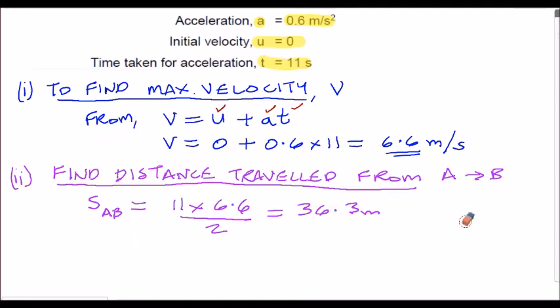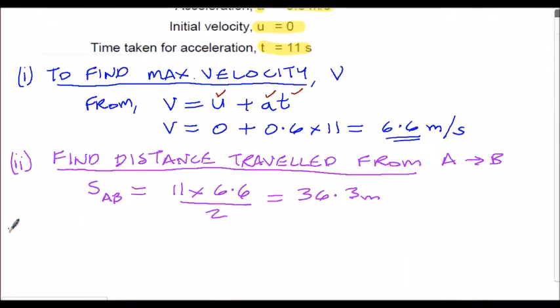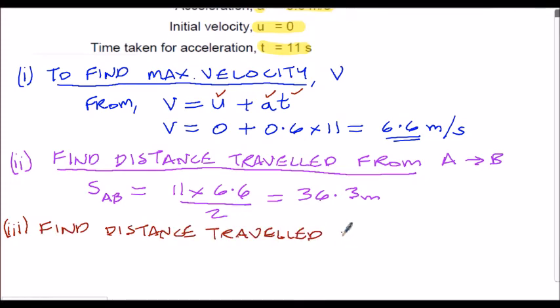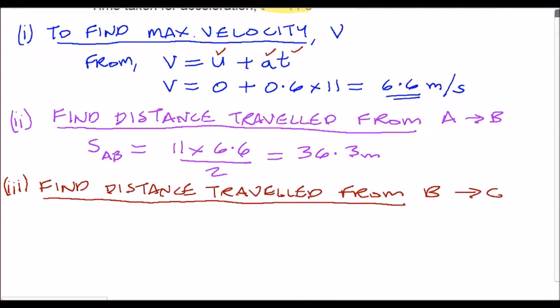Now, if I subtract the 36.3 meters from 75 meters, because that's the total shaded area there, I can find the area I've got in my constant velocity phase from B to C, and then I'll be able to find out the time taken to travel that distance. 3. Find distance travelled from B to C this time. So basically that's going to be 75 meters subtract the 36.3.